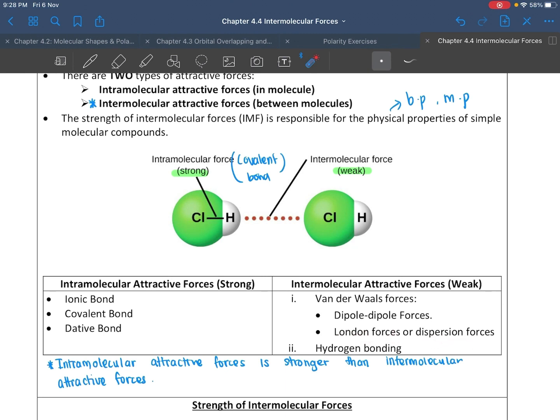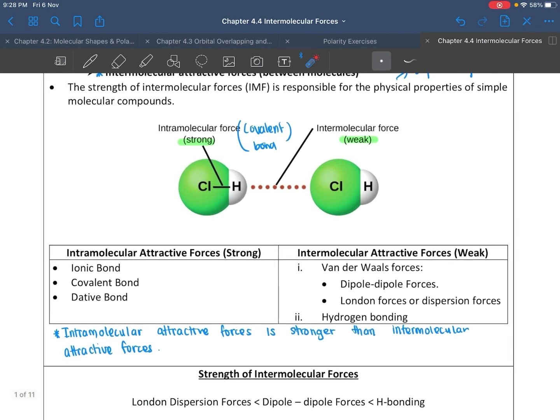Now kamu dah tahu perbezaan apa intermolecular forces, apa intramolecular forces. Next time if I ask you to give me an example of intermolecular forces, don't give me covalent bond, dative bond, or ionic bond, jangan. Sebab ini intramolecular attractive forces. Please give me something like van der Waals forces or hydrogen bonding.